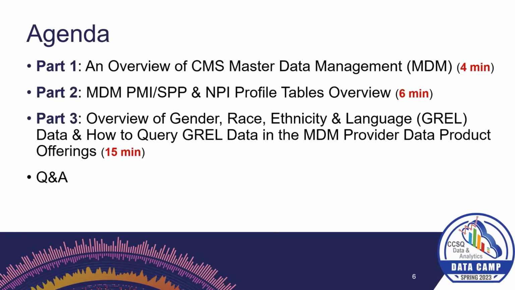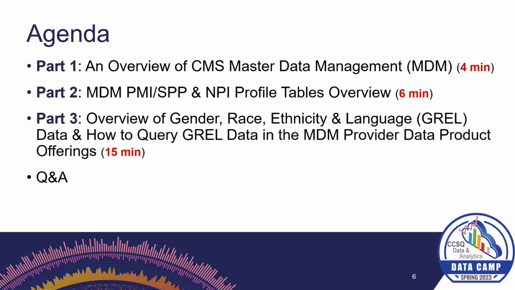For today, we're going to walk through, initially give you an overview of our master data management system, what we do at master data management at CMS. We're then going to walk through an overview of our provider data product offerings, which is our provider master index, otherwise known as the PMI, and our shared provider profile, which is the SPP. And we have a subset of information that we've also consolidated from our EP data product called our MPI profile tables. And you'll learn what makes those much easier for folks at times to work with.